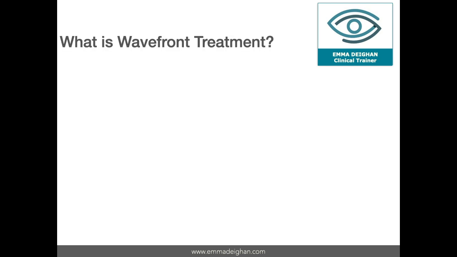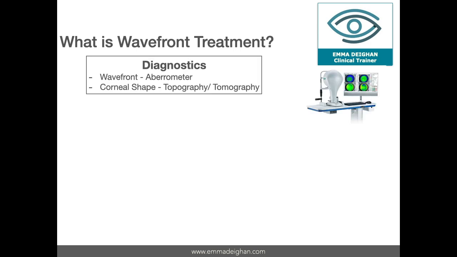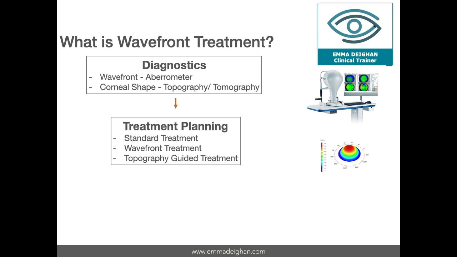So what is a wavefront treatment? Basically, you have to do some advanced diagnostics. You need an aberrometer and something to measure the corneal shape, like a high-end topographer or tomographer. You then need to be able to plan your treatment. So you have 3 types of treatment. You have a standard treatment, which is where you would just enter the sphere and the cylinder into the laser.